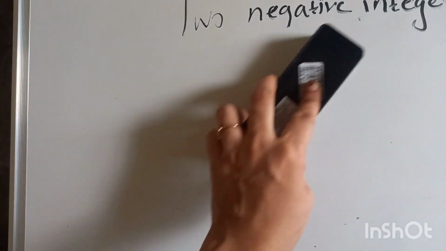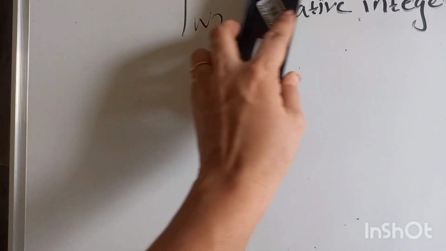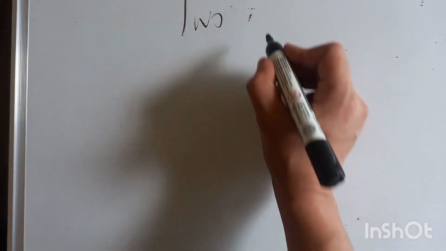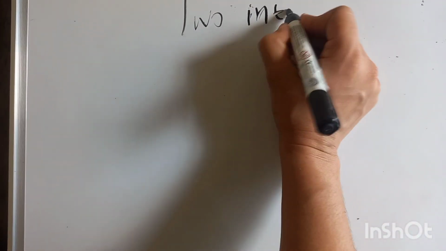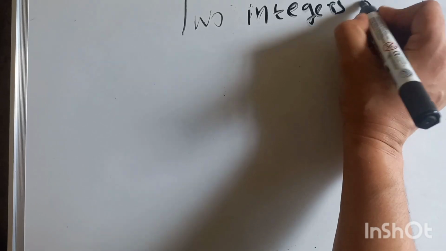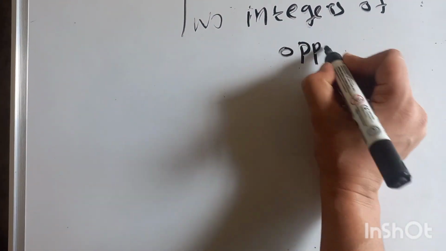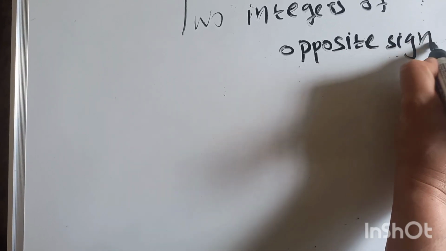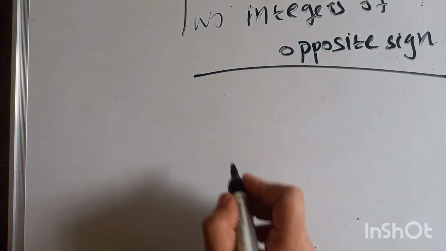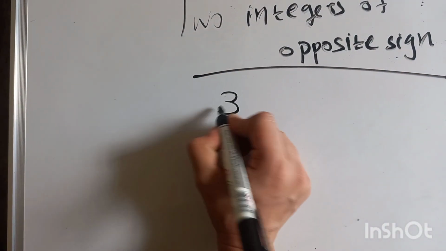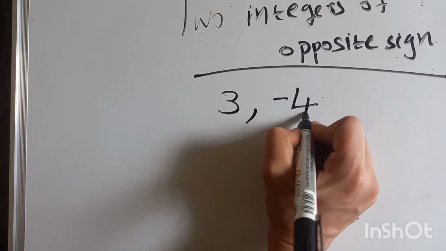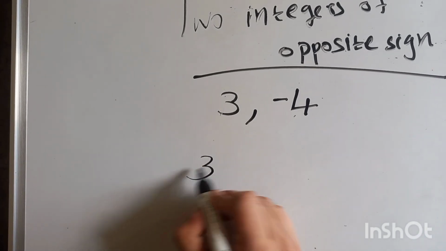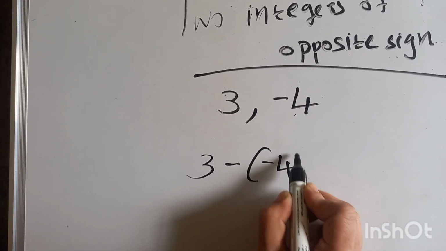Now we can move on to the subtraction of two integers of opposite sign. For two integers of opposite sign, the method is also the same as what I told in the previous case. For example, consider the numbers 3 and negative 4. Here you can see one is a positive integer and another is a negative integer, and I am going to subtract 3 minus negative 4.